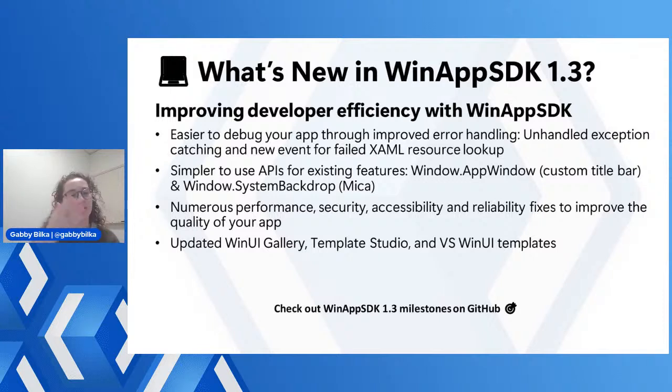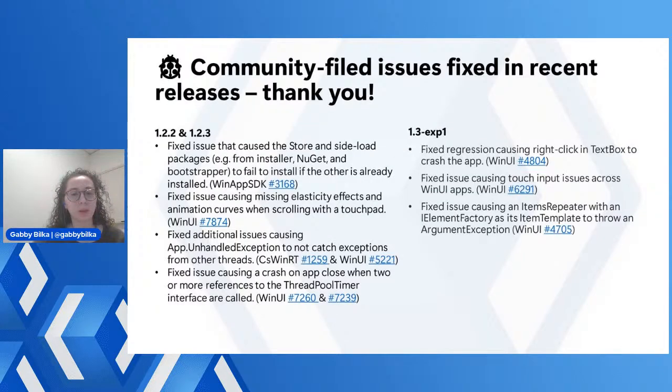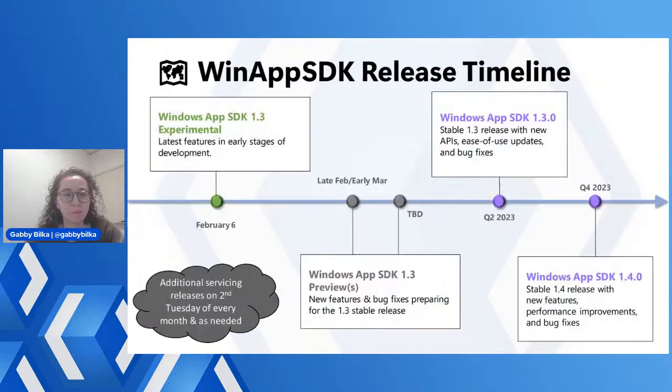Right now, I've been tracking a few of the public-facing issues and features with the 1.3 milestones on the WinApp SDK and WinUI GitHub pages. So here's a list of some community-filed issues fixed in recent releases. As we haven't had a community call in a bit, we also released some servicing updates for 1.2, 1.2.2, and 1.2.3, as well as, as I mentioned, 1.3 Experimental 1. Thanks for filing those issues, and we're looking forward to improving the quality of the platform.